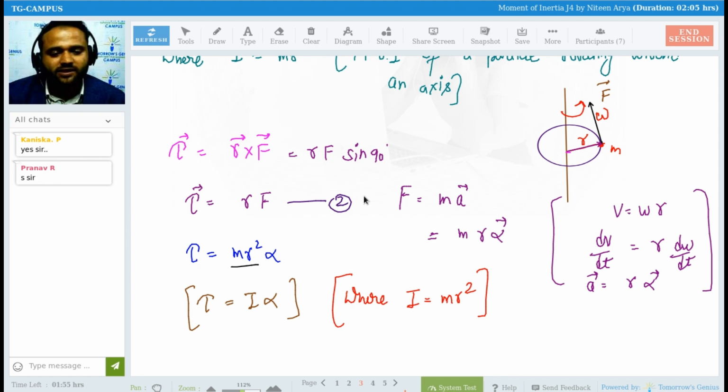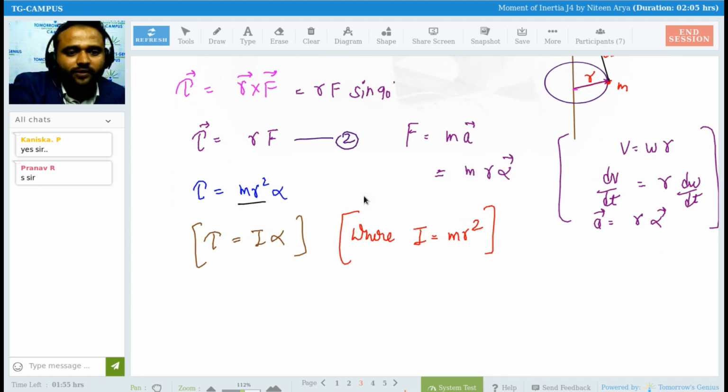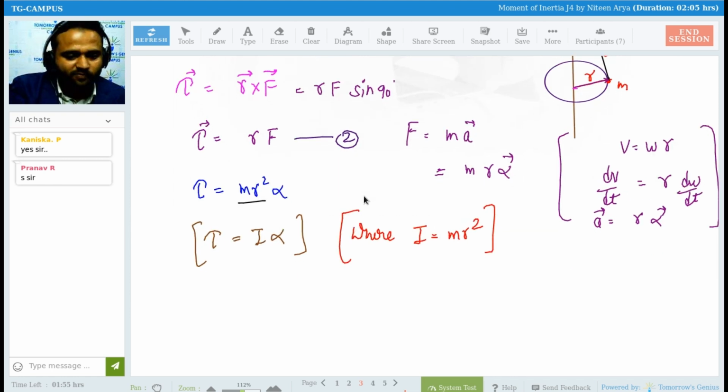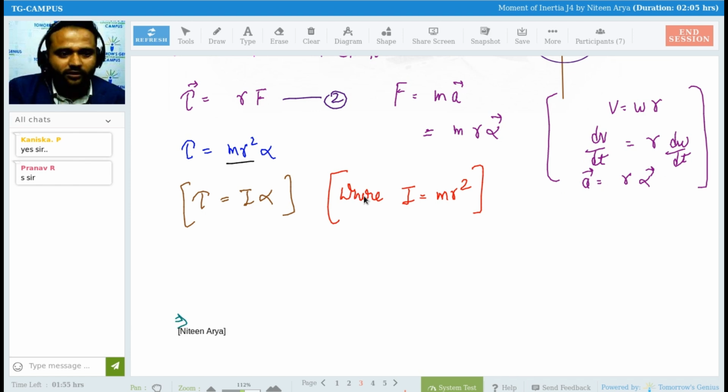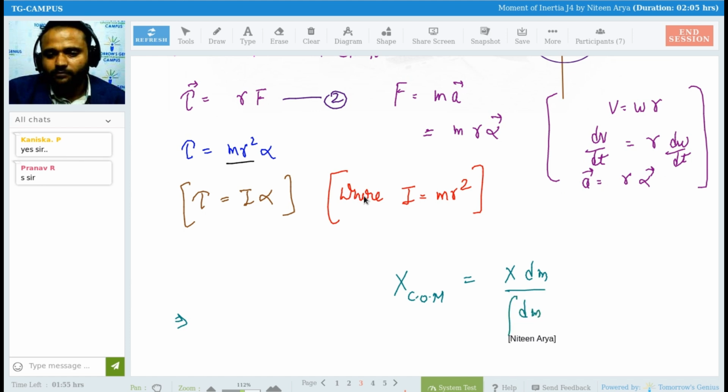For a symmetric axis, it is the same as what we did for the center of mass. For the center of mass of a continuous body, x center of mass is nothing but the integral of x dm over the integral of dm, right? Got it? In this way we can find x for x, y for y, z for z.